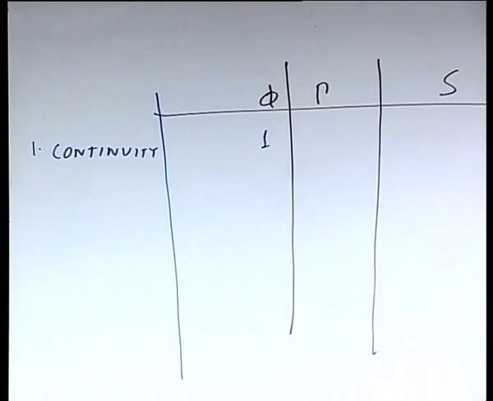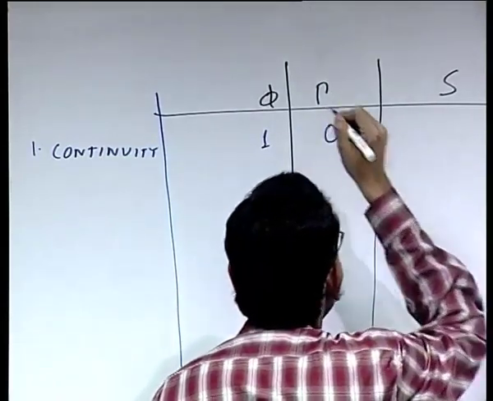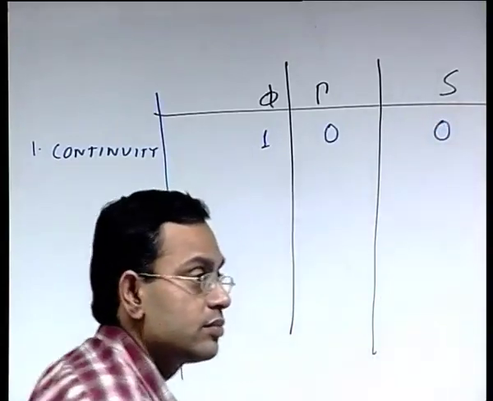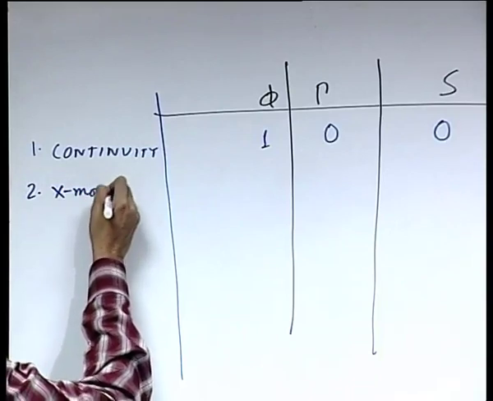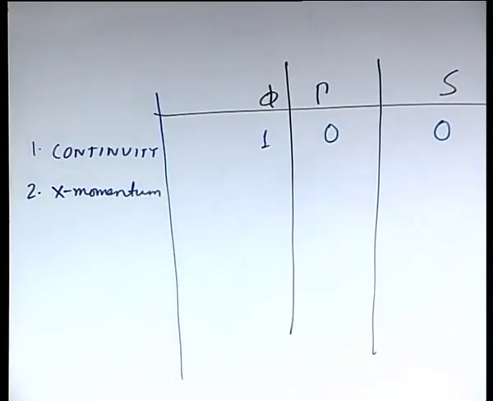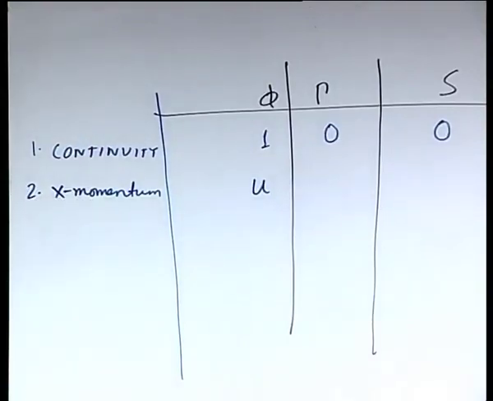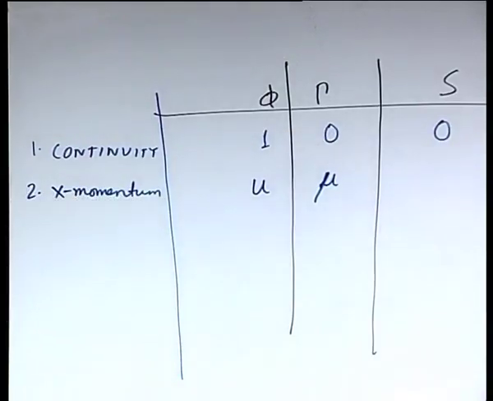What is gamma in the continuity equation? We do not have any diffusion, so 0, and what is the source? 0. Let us say the x momentum equation. What is phi? U. What is gamma? Mu. What is S?